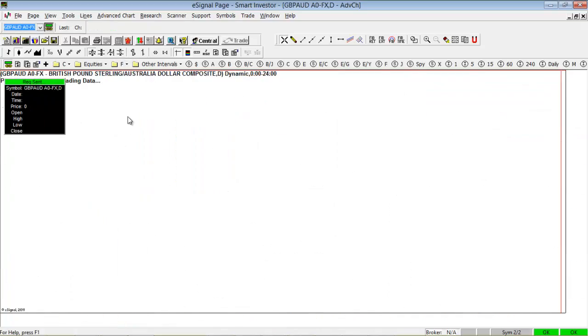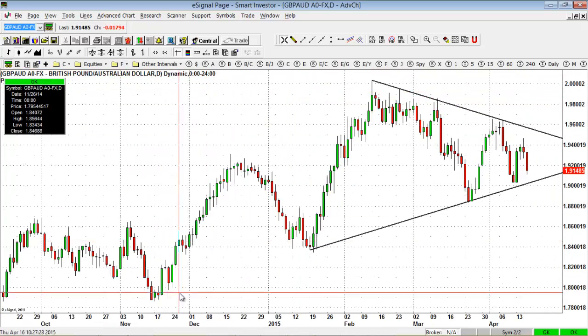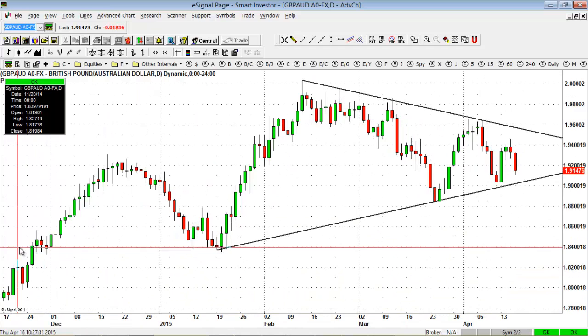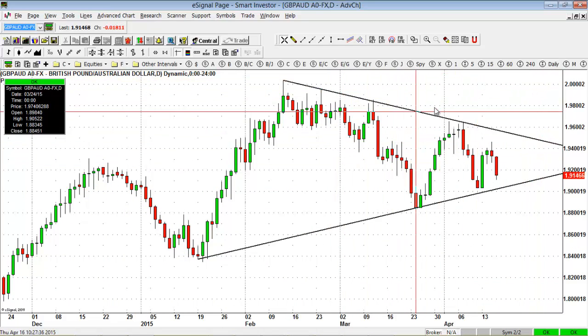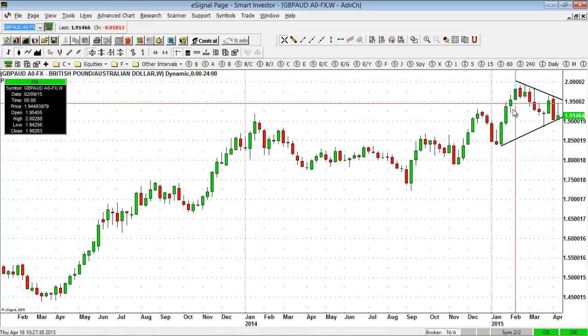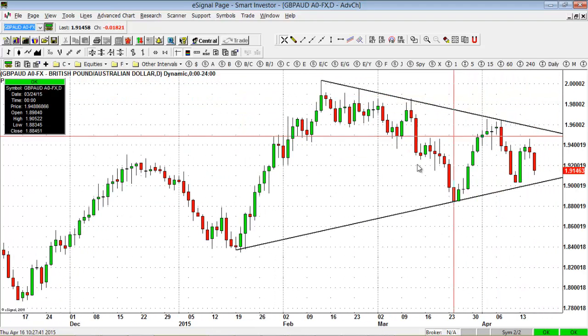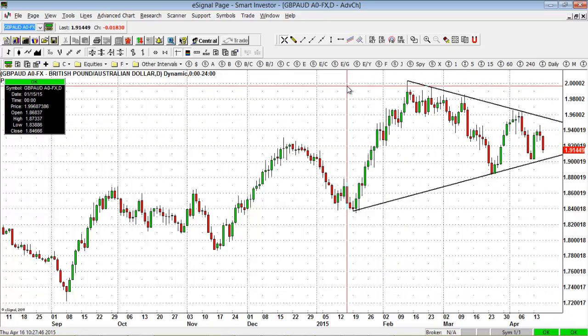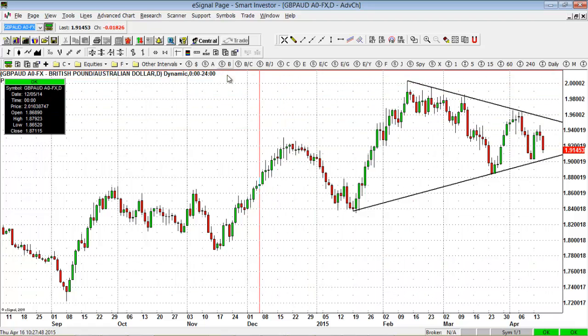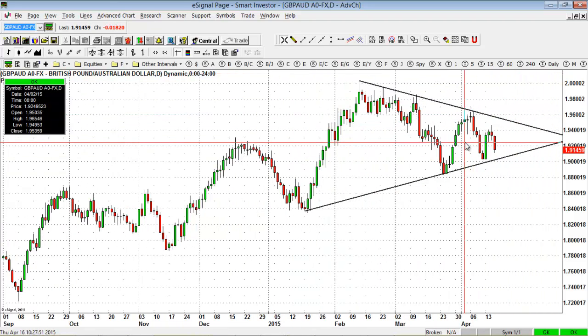Another market that is in a consolidation is the British pound Australian dollar. Market is in a classic triangular consolidation here, and this is a market also we'll be keeping a close eye on. Personally, for our signals, we are currently long this market in anticipation of a break to the upside. If the market doesn't break to the upside and breaks to the downside, we'll take a small loss.